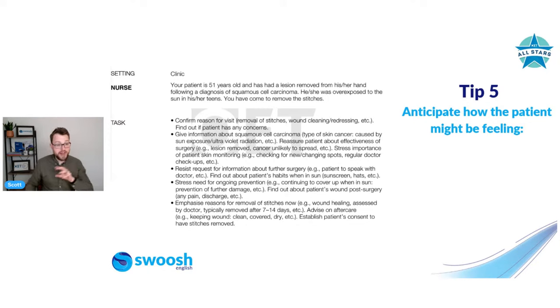Okay, so tip number five then is to anticipate how the patient might be feeling. So we might have some clues at this point. The setting, for one. The synopsis in the blurb at the very top. Who are they? What's their condition? Have they been here before? Okay. As well as some information we might have assessed in the task itself. What kind of language do we have to use? Are we doing a lot of explaining or are we doing a lot of emphasizing and stressing? So how might the patient be feeling?